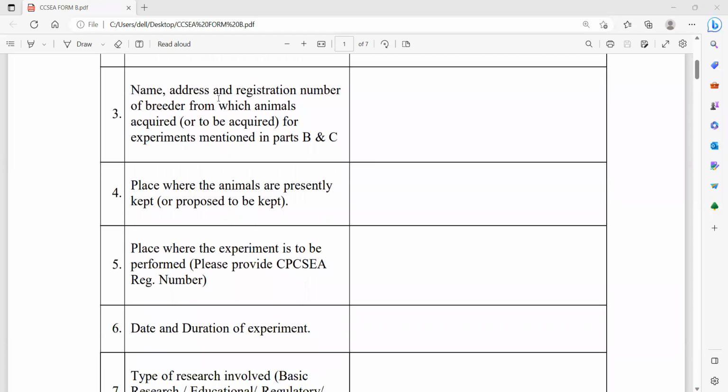Then next is name, addresses and registration number of breeder from which animals are acquired for experiment mentioned in part B and C. So if you need the animals for experiments, and if you have the in-house facility and the breeding license, then you can write here. Or if you are going to procure the animals from a breeder outside your institute, then you write down the details of the CCSEA registration number of that breeder along with the name and address of the breeder.